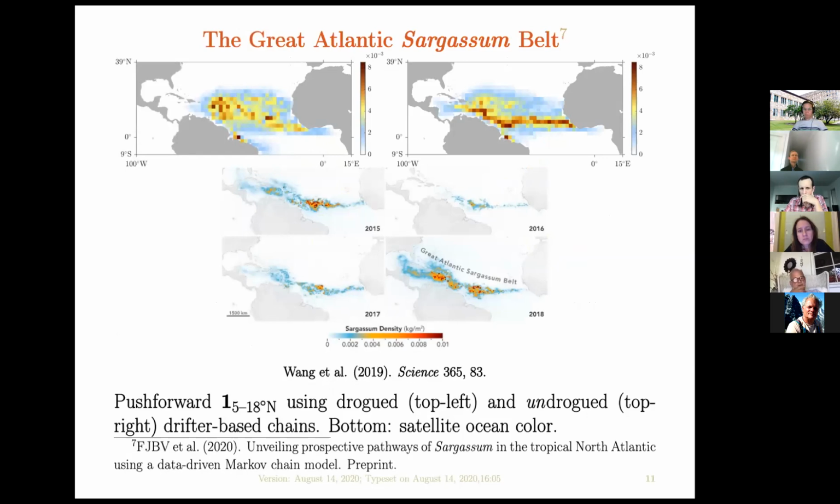Next application that I have in mind is something that I've been working on with collaborators recently, and it's this thing that I'm showing here. This is motivated by satellite observations of sargassum, that show that in addition to sargassum concentrations being important in the Sargassum Sea, in the Atlantic, or in the Gulf of Mexico, there are large amounts of sargassum in what is called the Great Atlantic Sargassum Belt.